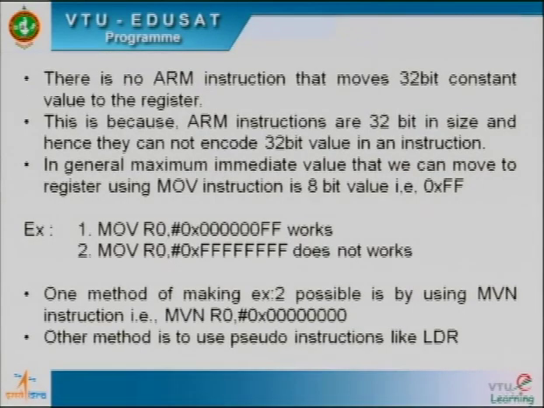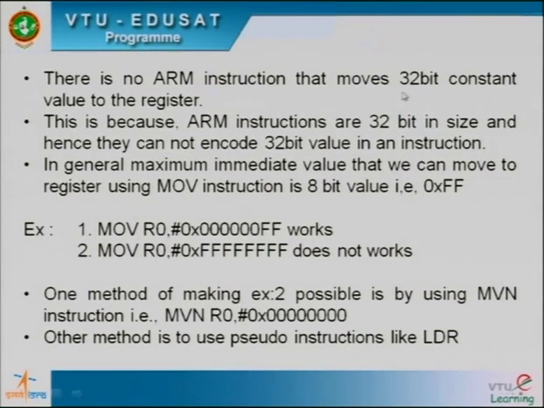I will repeat what this statement says. There is no ARM instruction that moves a 32-bit constant value to a register. This is because ARM instructions are 32-bit in size, and hence they cannot encode a 32-bit value in the 32-bit instruction itself. This is an obvious statement: a 32-bit value cannot be encoded in a 32-bit instruction because we need some space to encode the instruction itself. Hence, we cannot put a 32-bit immediate value in the instruction.